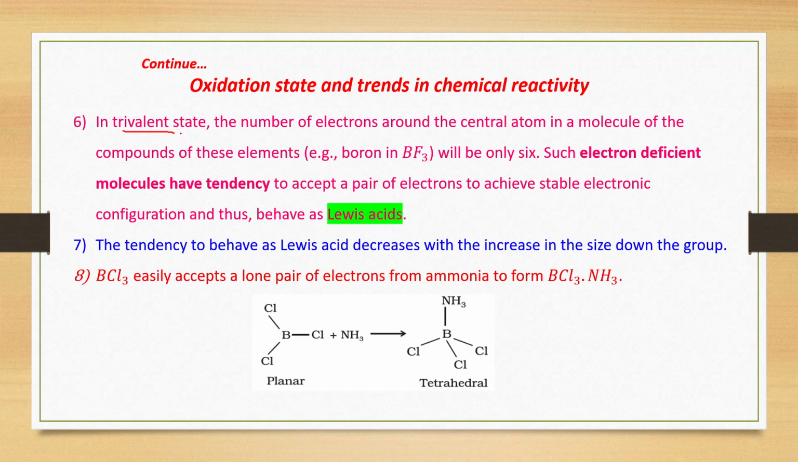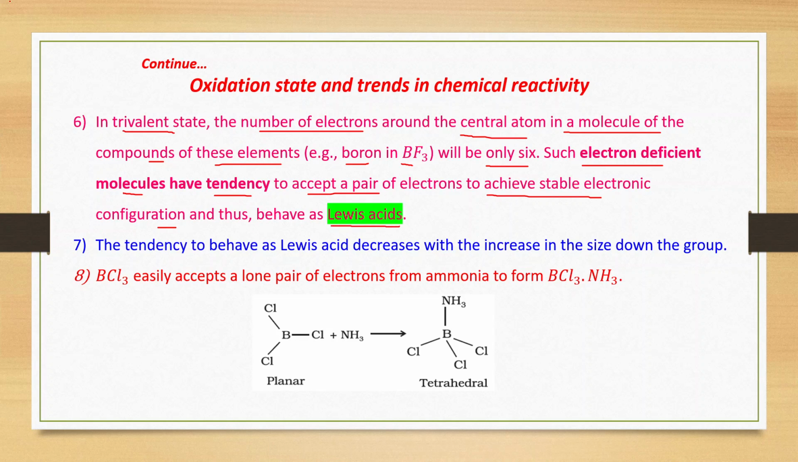In the trivalent state, the number of electrons around the central atom in a molecule of the compounds of these elements, for example boron in BF3, will be only 6. Such electron deficient molecules have a tendency to accept a pair of electrons to achieve stable electronic configuration and thus behave as Lewis acids. Simply we can say group 13 elements in their trivalent state act as Lewis acids because they are electron deficient. The tendency to behave as a Lewis acid decreases with the increase in size down the group.